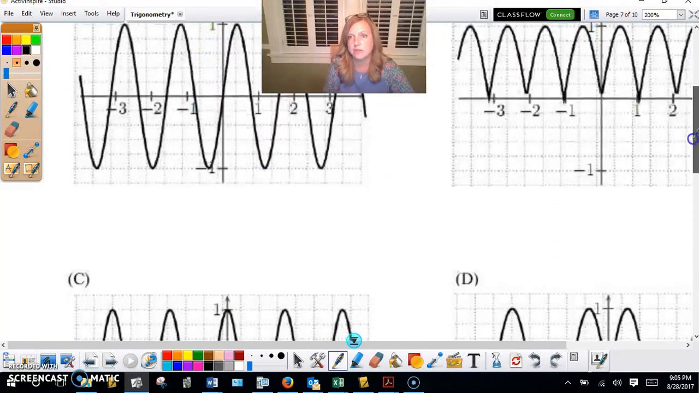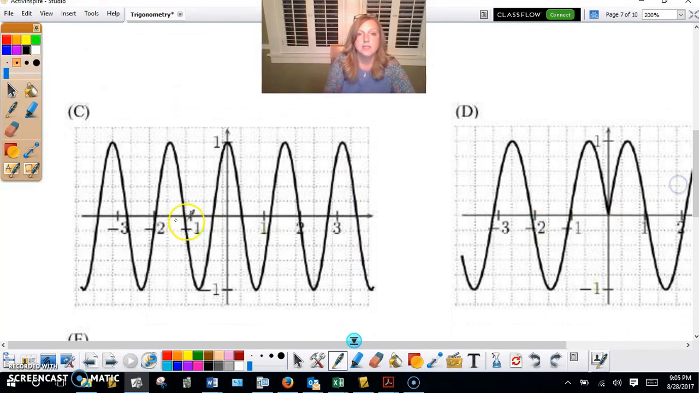Let's scroll down here and see what my other options are. This one is going to be out. The reason that I know this one is out is that it has about the right period, but the problem is it goes max, intercept, min, intercept, max. That would be this portion right here is cosine of 4x, which is not what we're looking for.